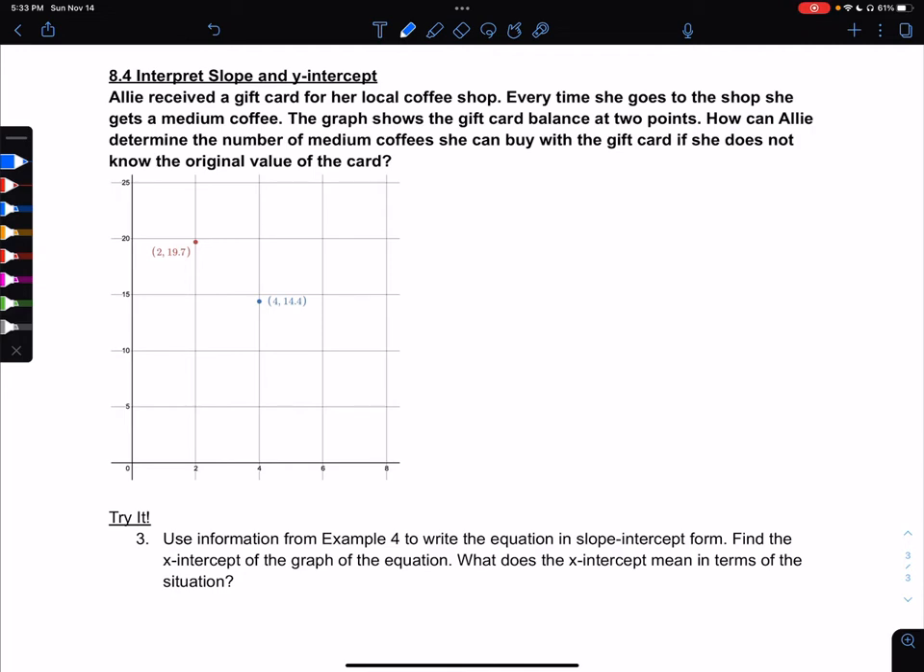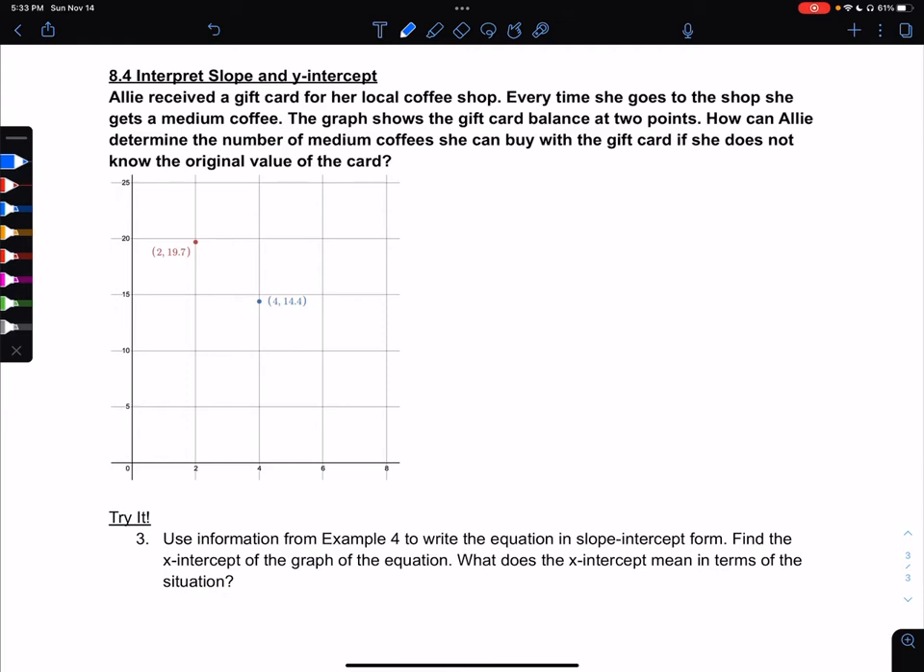All right, so what we're looking to do is we're looking for some type of equation, right? We're going to come up with a slope and a y-intercept, and we're going to create the equation to answer the question. So let's figure this out. The question again is, how can Allie determine the number of medium coffees she can buy with the gift card if she does not know the original value of the card?